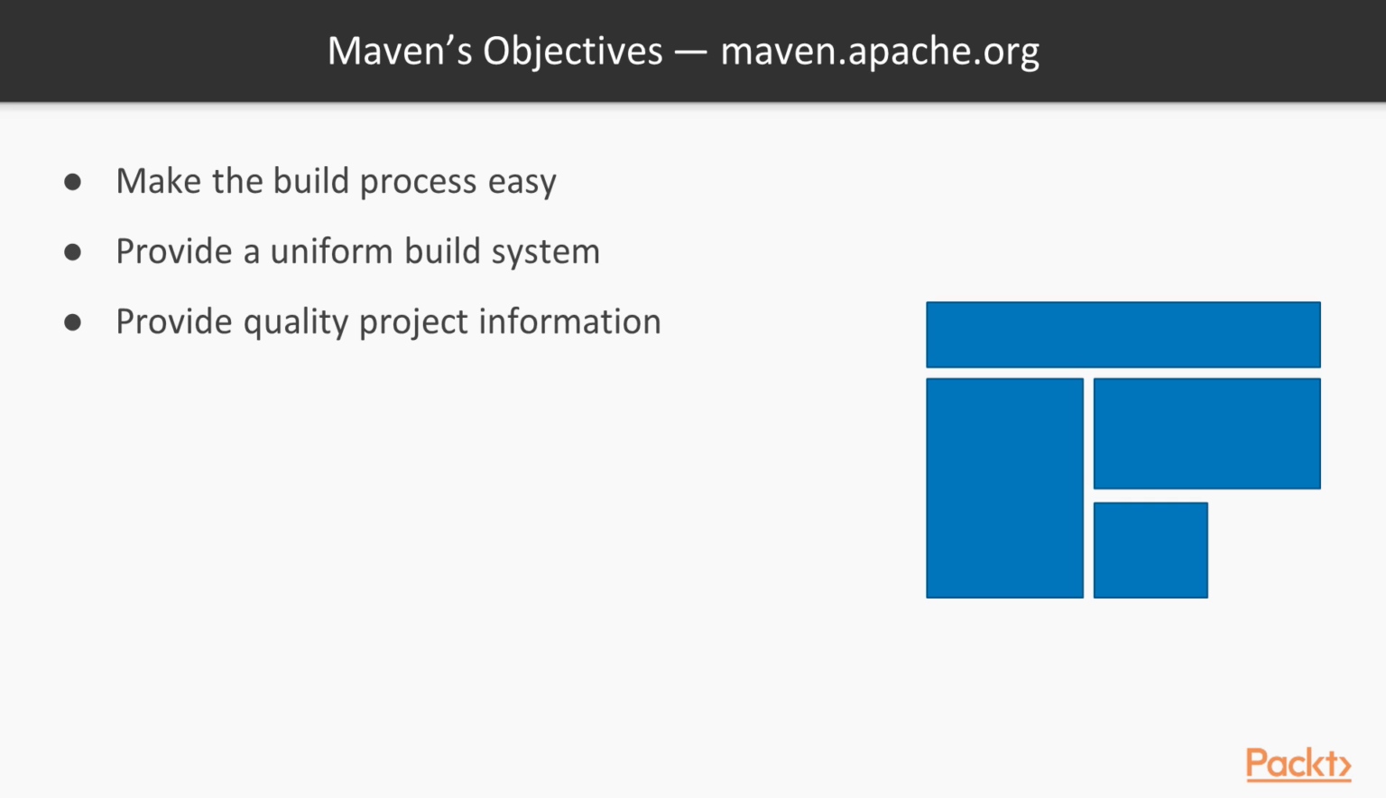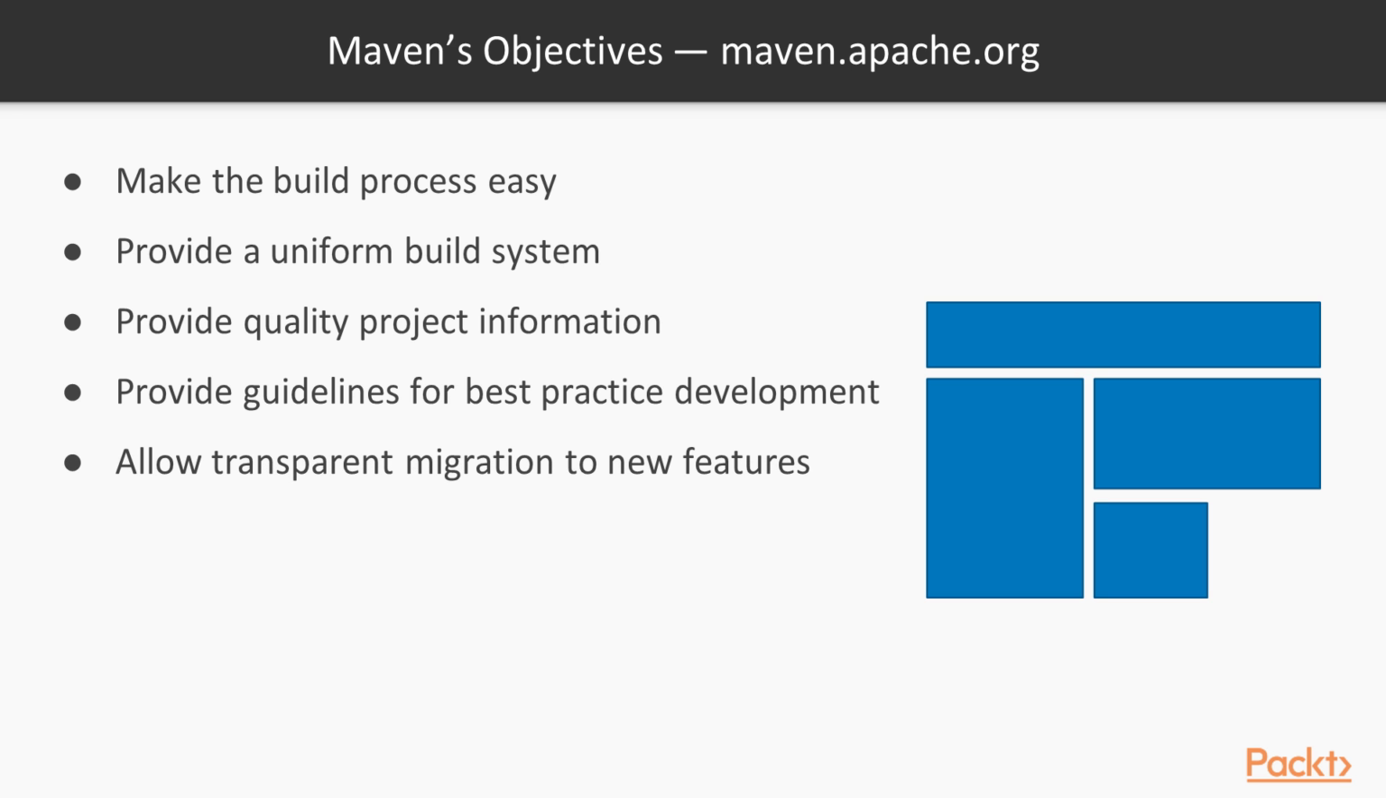Maven will provide some quality project information because we can go to the central repository and we can understand certain dependencies of a project, and we can understand the versioning of a project. Maven helps us understand guidelines for best practices of development, and it allows transparent migration to new features because all we need to do is change our dependencies within this pom.xml. So without further ado, let's take a look at a pom.